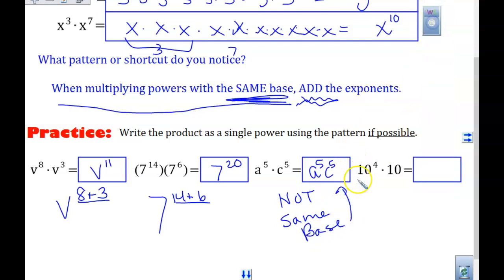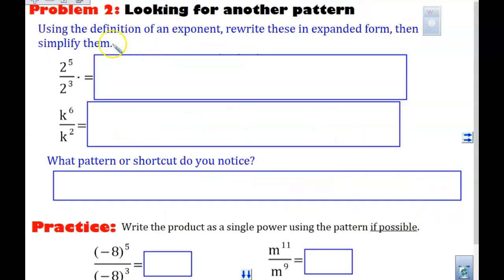When I look at this last one, Liv, I have 10 to the 4th, and there's a 10, but there's no exponent. What number is understood to be there if it's not written in? A 1. So now I can think of this and go, oh, 4 plus 1, which, Liv, gives me 10 to the 5th. Okay? Questions? What it tells us to do is looking for another pattern.